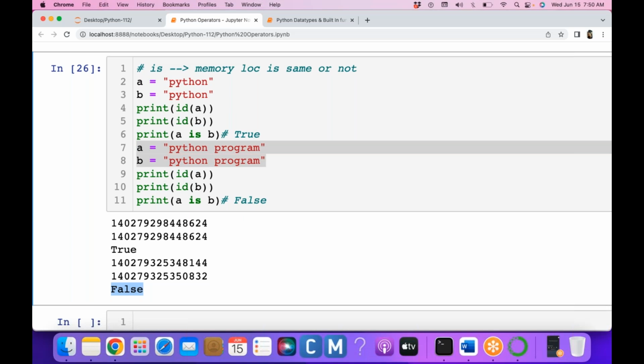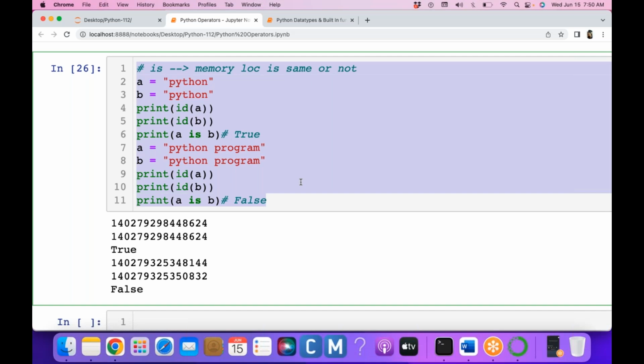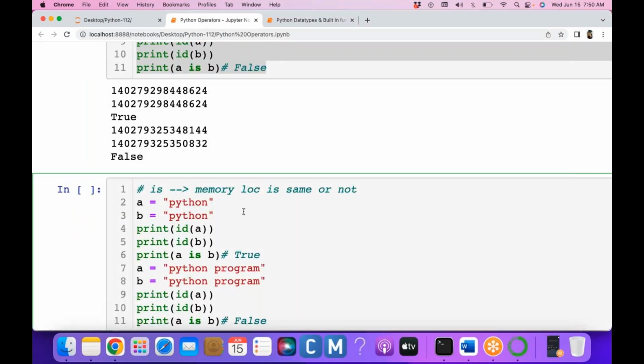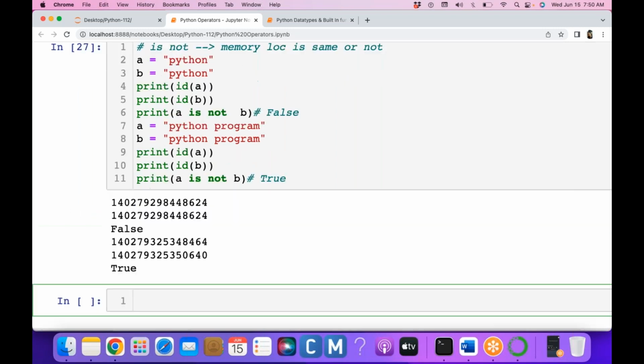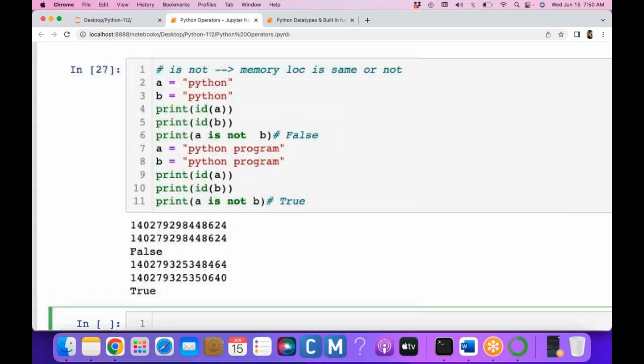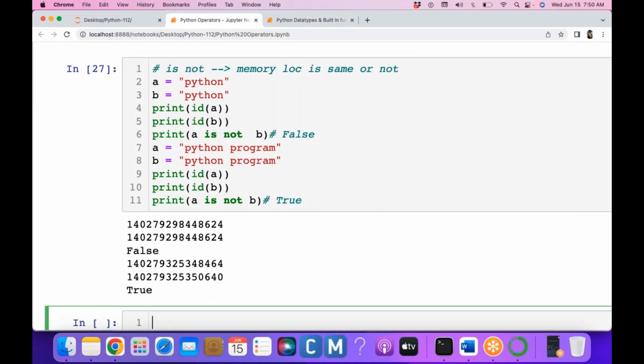Okay. Noted. So we have the is not operator. Is not performs the same thing as is, but quite opposite. If the memory locations are the same, it returns false. If the memory locations are different, it returns true. Note this example. Okay, done.